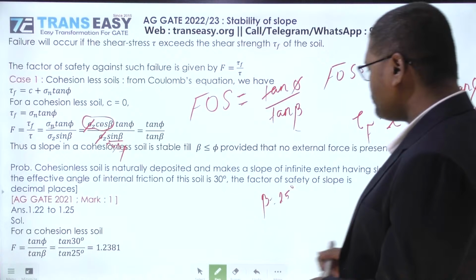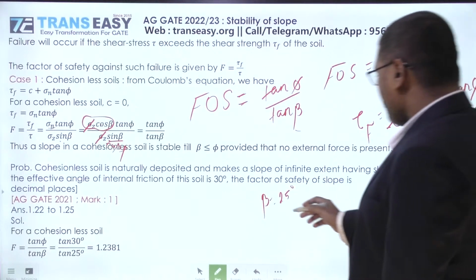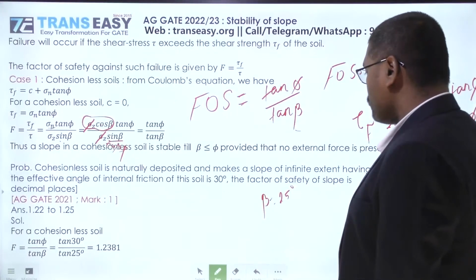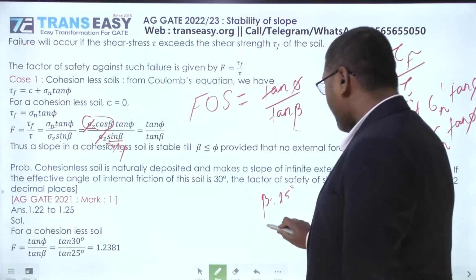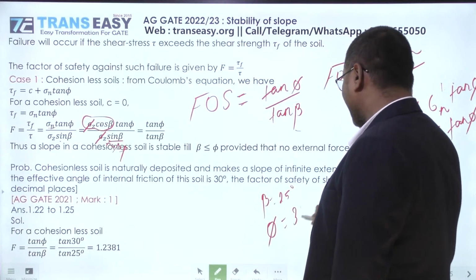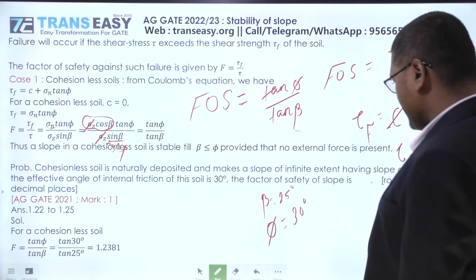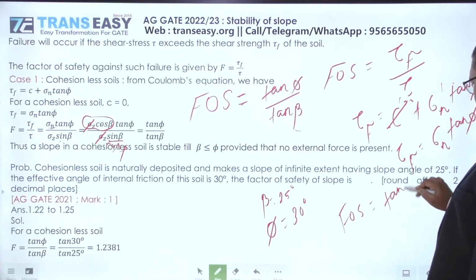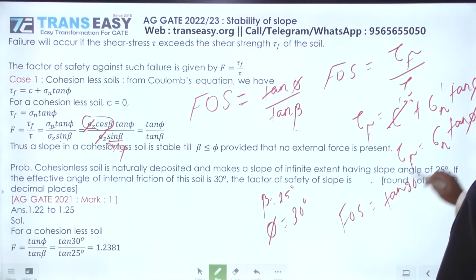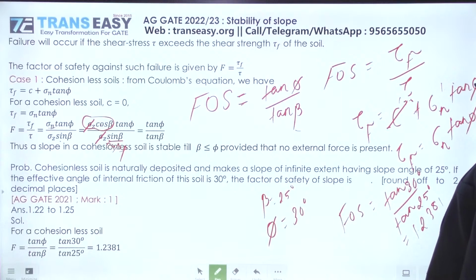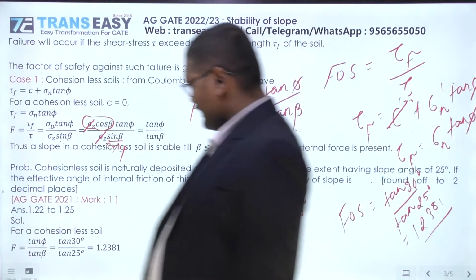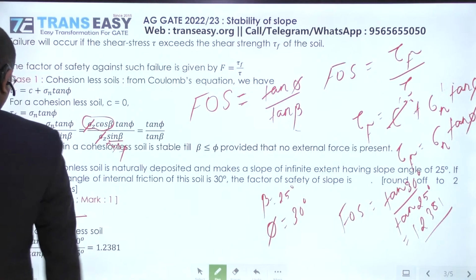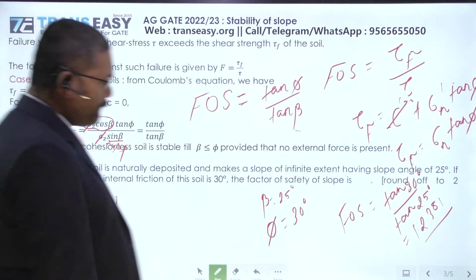Okay, so beta, slope angle, is 25 degrees, phi is 30 degrees. The question is asking to find the factor of safety. It's a very simple problem of 1 mark. Tan phi upon tan beta. Okay, the answer is 1.2381. You get an answer of 1.22 to 1.25.